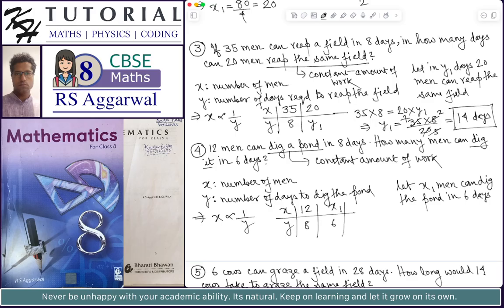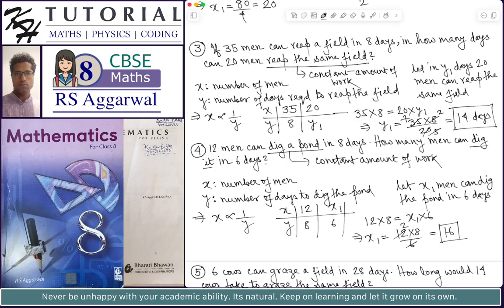Now we will find x1 using the formula 12 multiplied by 8 is equal to x1 multiplied by 6. So this implies x1 is equal to 12 multiplied by 8 divided by 6. This is 16. So 16 men are required to dig the pond in 6 days.